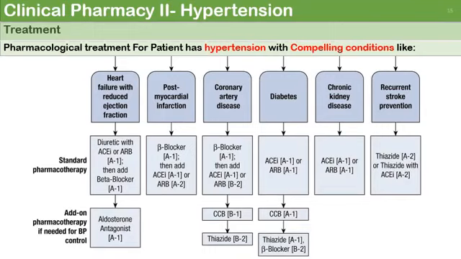Selection of medication for the patient with hypertension and a compelling indication. If the patient has hypertension and heart failure with reduced ejection fraction, the standard pharmacotherapy uses a diuretic, ACE inhibitor or angiotensin II receptor blocker, and then a beta blocker added. Last, as add-on therapy, we may add an aldosterone antagonist.